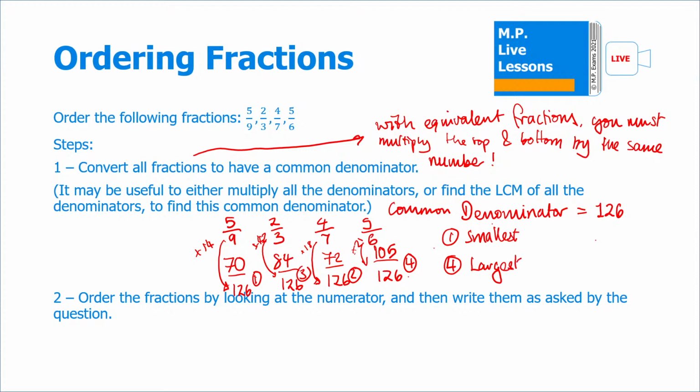Now I put them into order, but write them in their original format, so what we were asked in the question. The smallest one is 70 over 126, which was in the question written as 5 over 9. Next was 72 over 126, written as 4/7. Then 84 over 126, which was 2/3. Lastly, 105 over 126, which was 5 over 6. So, in their original fractions.